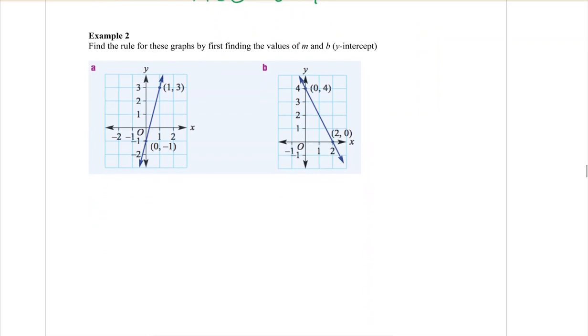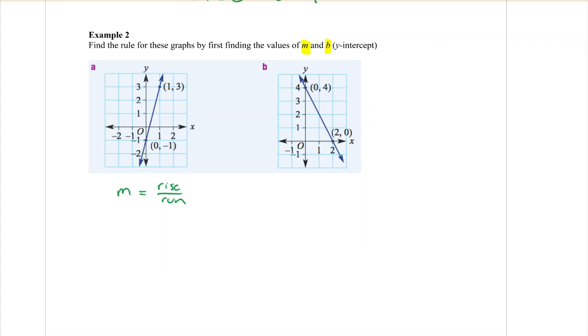Second type of question, right here. Example 2. Find the rule for each of these graphs by first finding the value of m and the value of b, which is our y-intercept. Now, we have already practiced finding the m part. That's what we spent all of our last lesson on, finding the gradient. So let's do that. Our formula was m equals rise over run. We need to find 2 points on that graph that we can use to make a triangle.